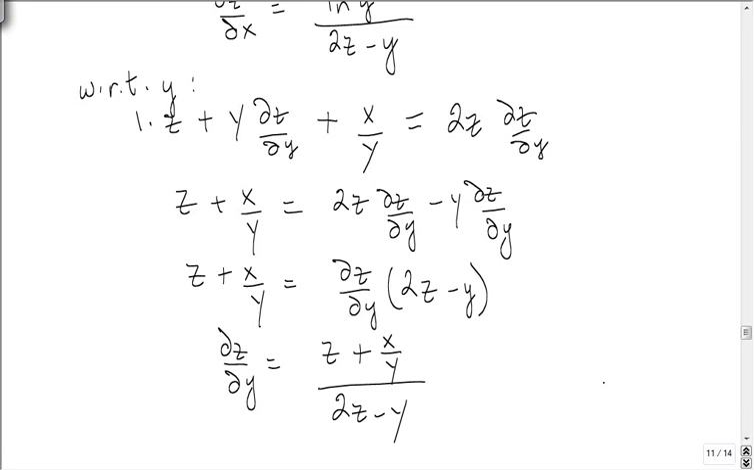And I would simplify this fraction a little better. We have a complex fraction there, so there's a denominator of y here. So I would multiply every term there by y. So this is yz plus x over y times 2z minus y. That makes it look a little nicer. So that is implicit differentiation.